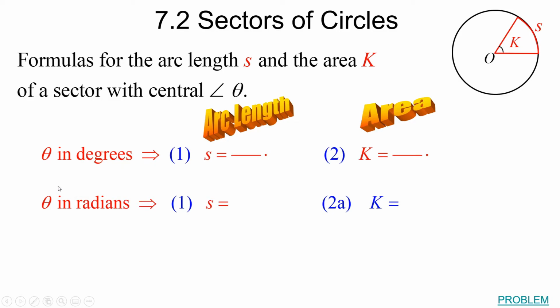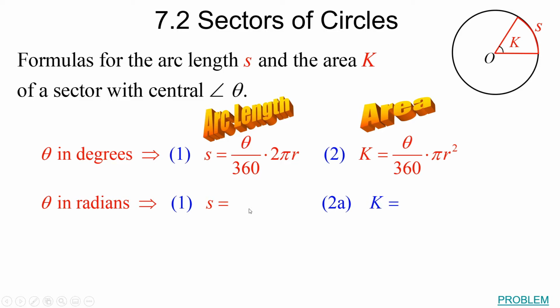Okay, if theta is in degrees, we use formula number 1 for arc length, which would be, again, central angle theta over 360 times the entire circumference of that circle, 2 pi r. And area K of the sector would be the same fraction, theta over 360 degrees, times the area, pi r squared.